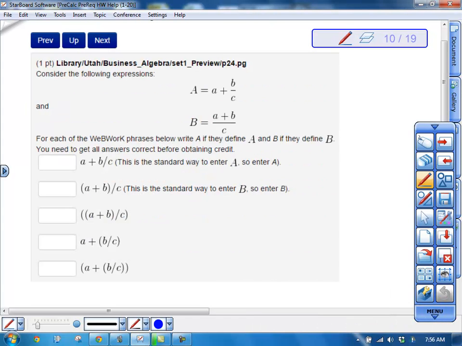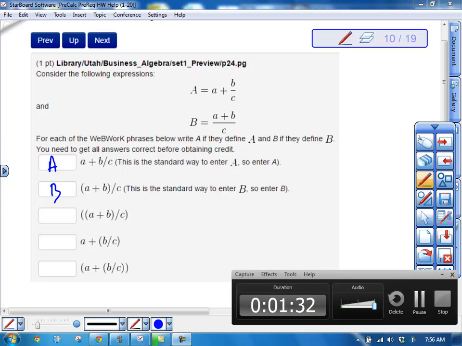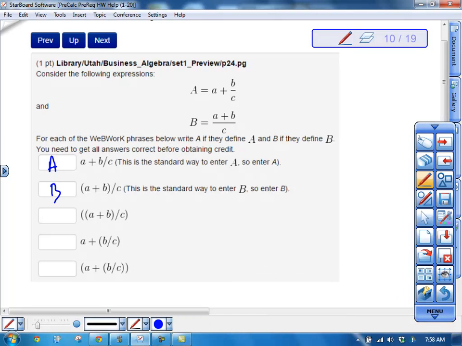Next problem just says let's let A be this expression, let's let B be this expression. Well, let's just look at the differences between them. It says this one enter in A, because that's A, right? C is just being divided into B only. And the next one, C is being divided into both A and B, so we're going to enter in a B for that one. So for the next one, C is being divided into both, so that'd be B. This one, C is only being divided into B, so that'd be A. And this one, C is only being divided into B, so that's A as well.